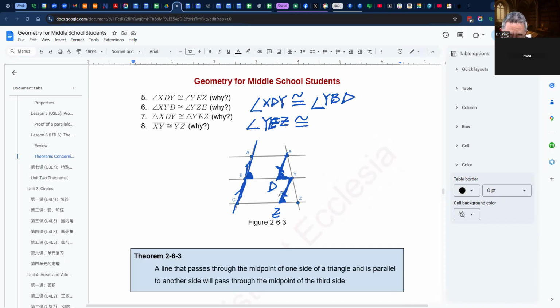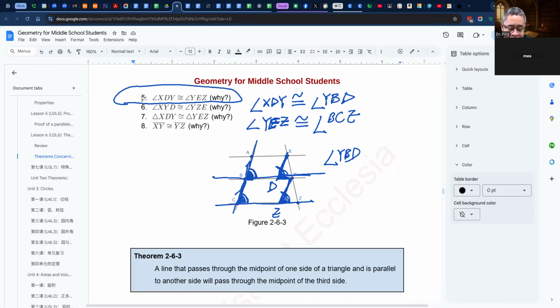Also, this angle is congruent to this angle, so this is congruent to BCE. And remember, those lines are parallel lines. This line and this line are parallel. So therefore YBD, this angle, is going to be congruent to that angle. But we already know this angle is congruent to this angle, and this angle is congruent to this angle. So therefore, these two angles are congruent to each other. So we got this one. Good.